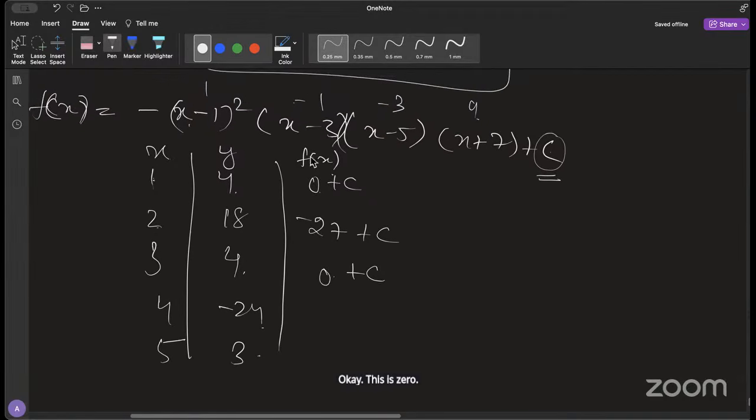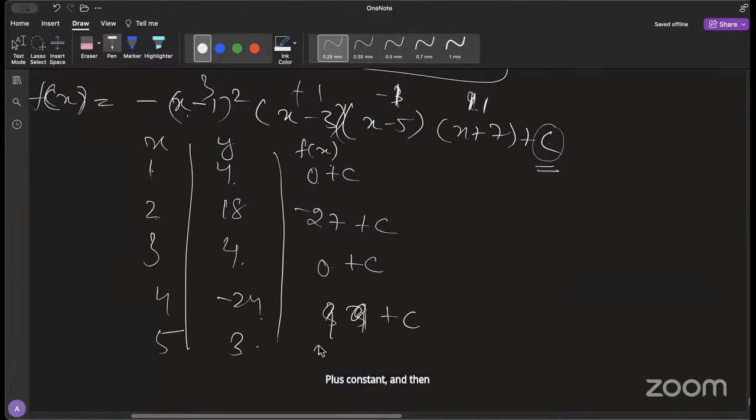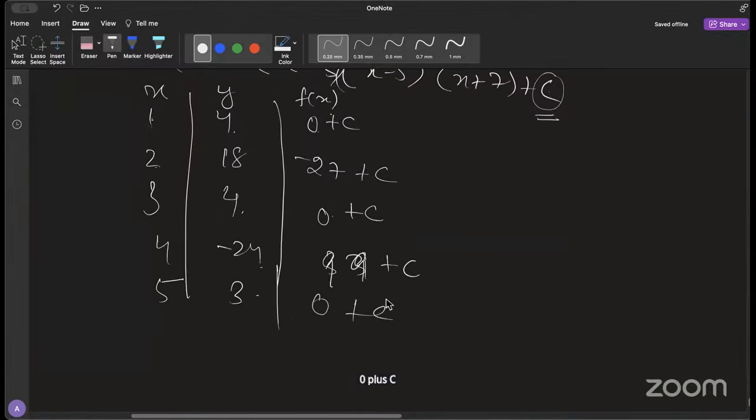Then at 4, this is 3, this is 1, then this is minus 1, and this is 4 plus 7, 11. So this will be 33. It will be plus 99, 99 plus constant. And then at 5, it's 0, so 0 plus constant.